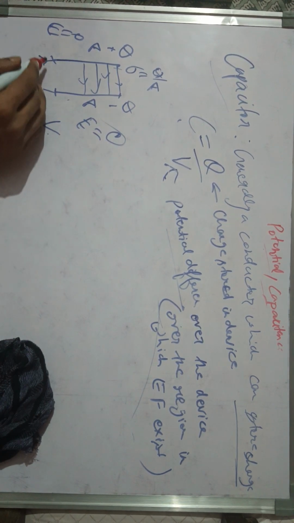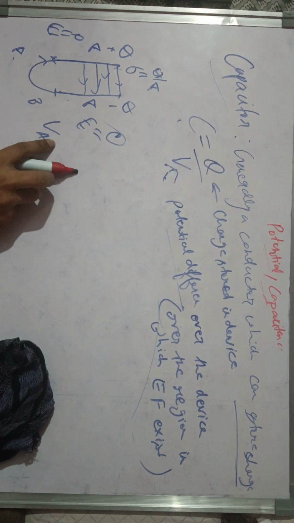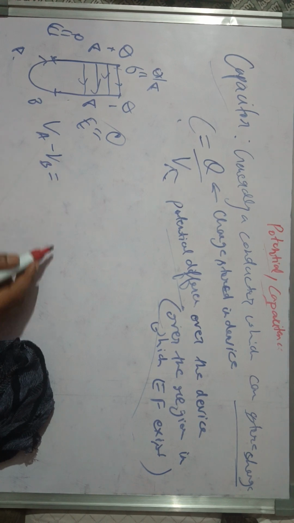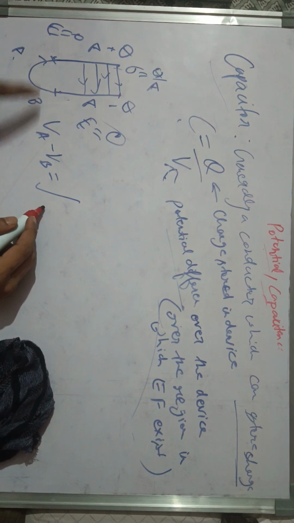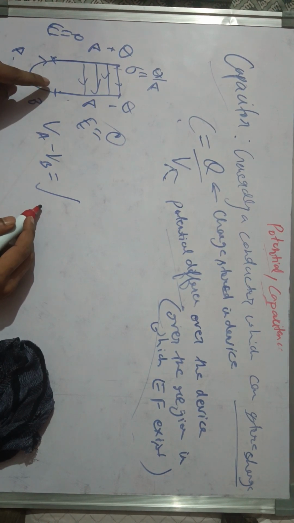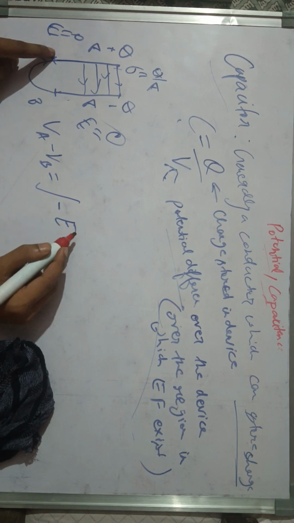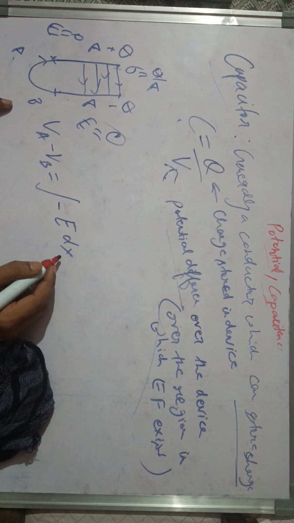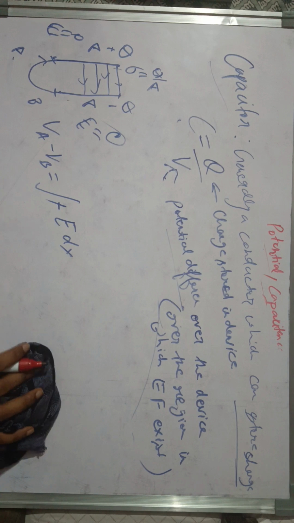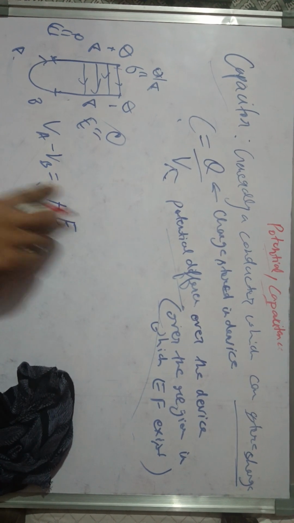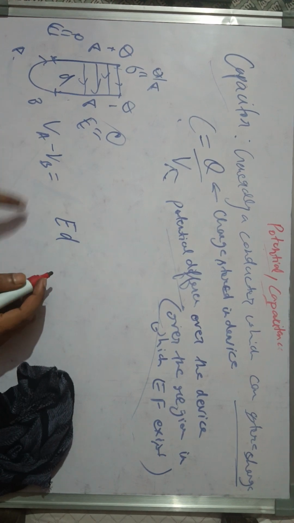So the potential, let's say this is point A, this is point B. Potential at A minus potential at B is simply equal to the integration of V final minus V initial. From this point to this point we have to go, and since we are going from this point to this point and the direction is negative, this will become positive, and this length integration will give the length. Let's say this length is d, so the value of this potential difference becomes E d.